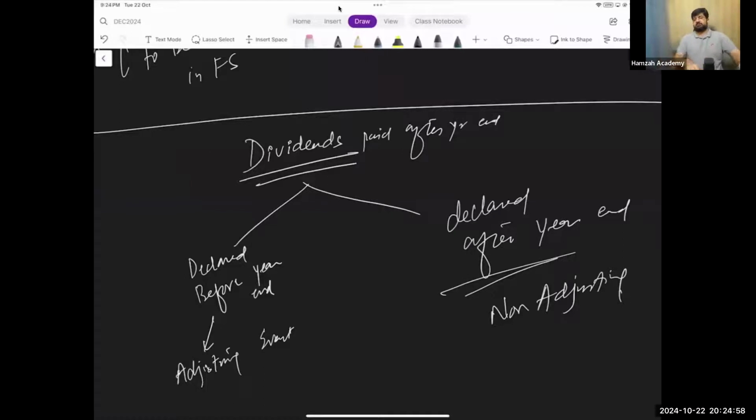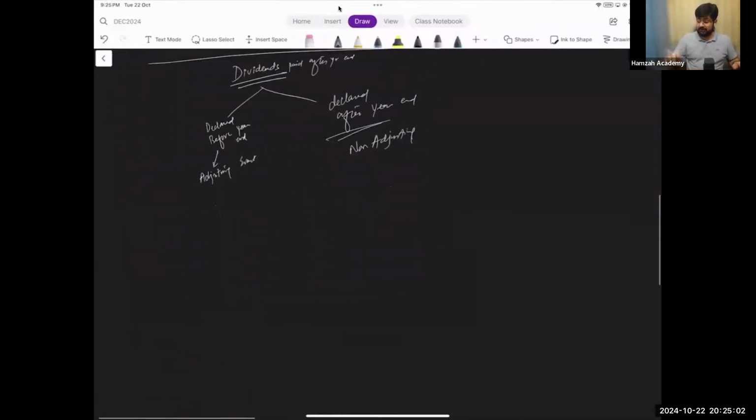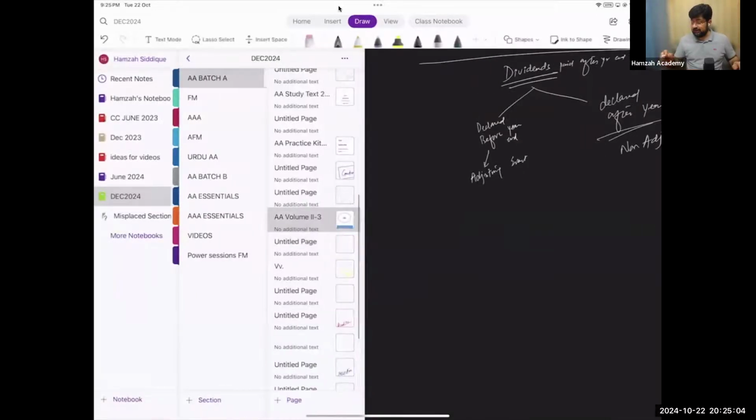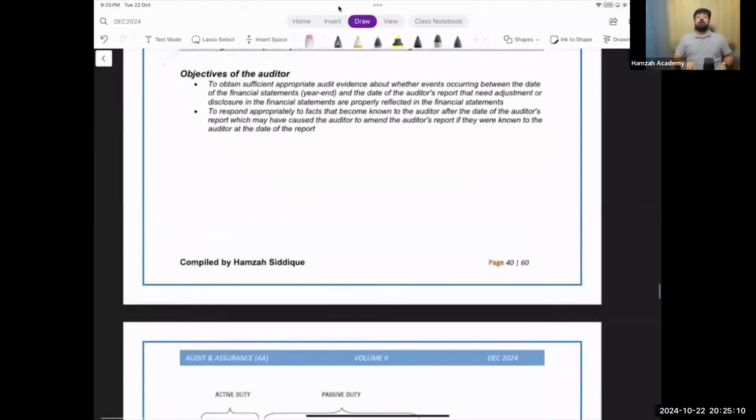Now, next point. I hope this point is clear. Now come to the notes again. Adjusting and non-adjusting detailed examples I have talked about. So the auditor's objective is to check whether these adjusting or non-adjusting events, whatever they are, are recorded correctly or not, and given by the company properly or not.